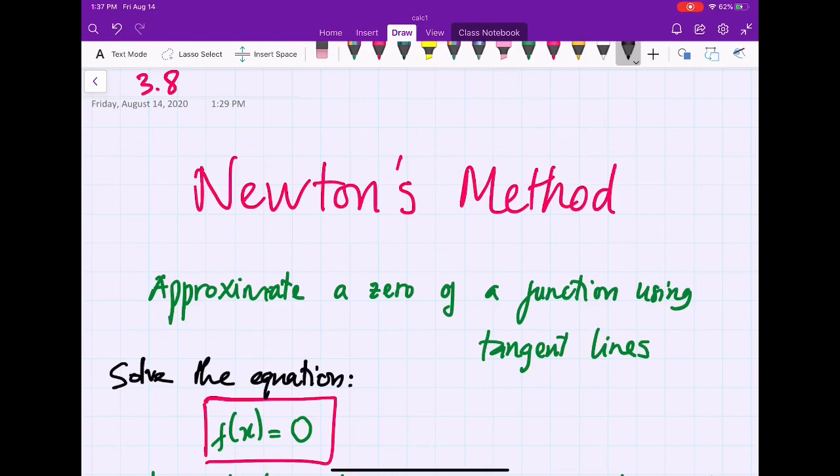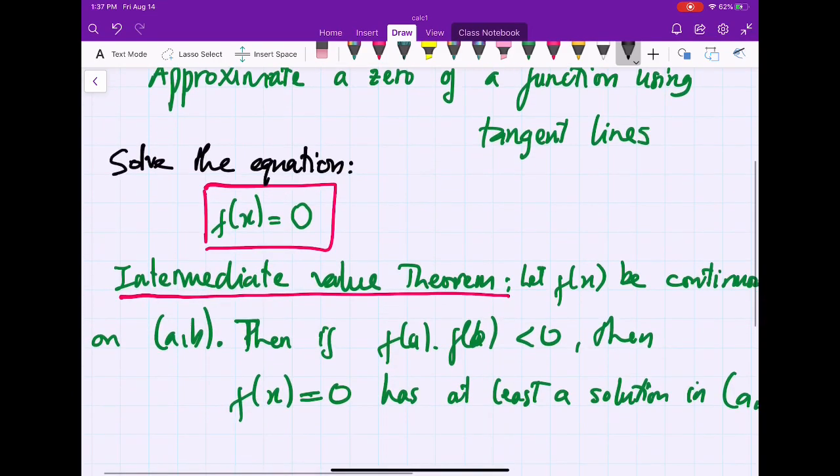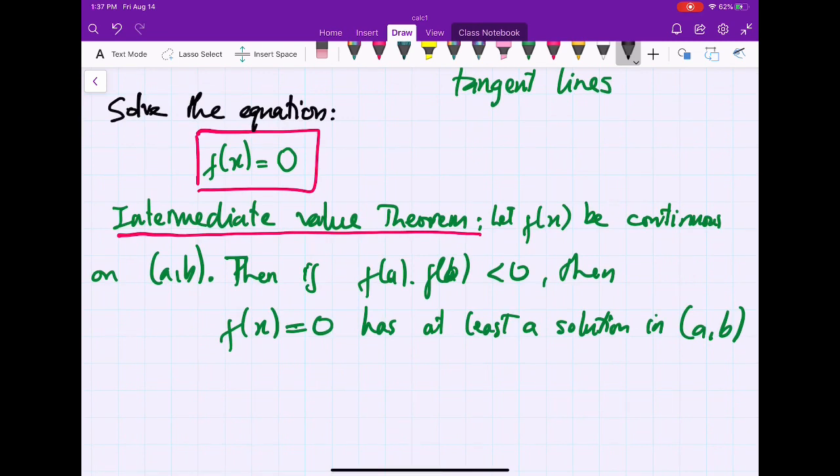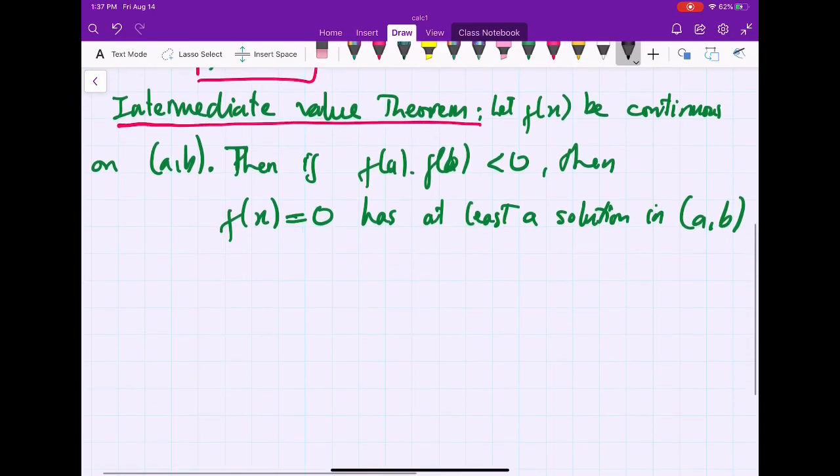Okay? Remember that we learned the intermediate value theorem. That theorem says if your function f is continuous on some interval [a, b] and f of a times f of b is less than 0, then the equation f of x equal to 0 has at least a solution on that interval, right? So what does it mean, f of a times f of b less than 0? That means one of the points (a, f(a)) or (b, f(b)) should be above and another one is under the x-axis.